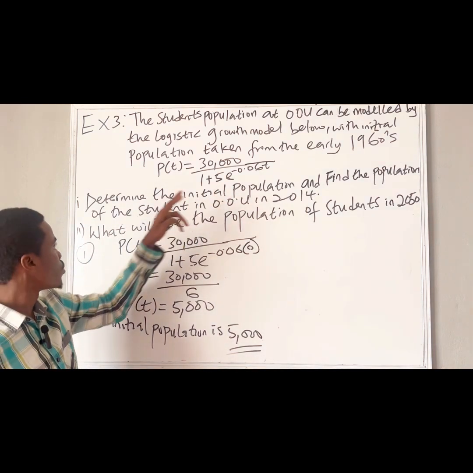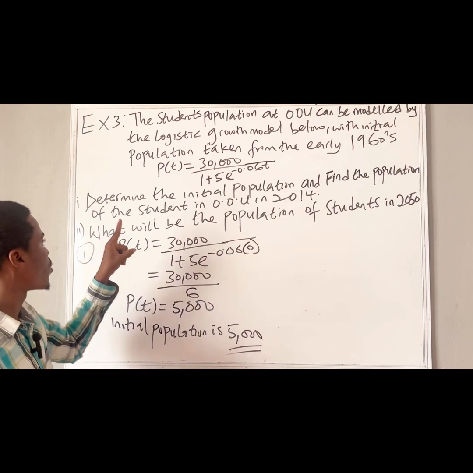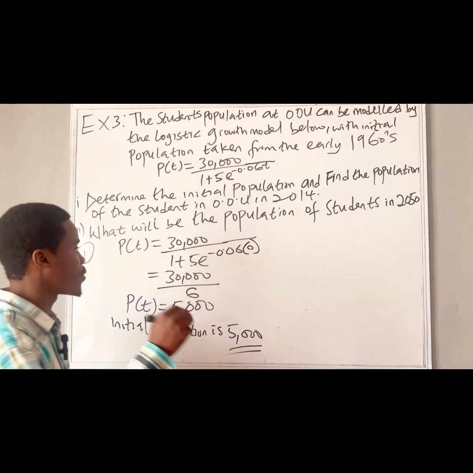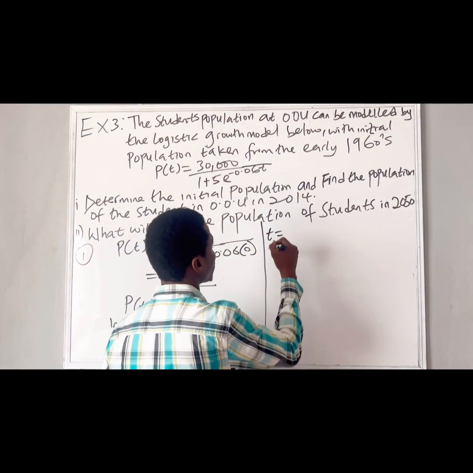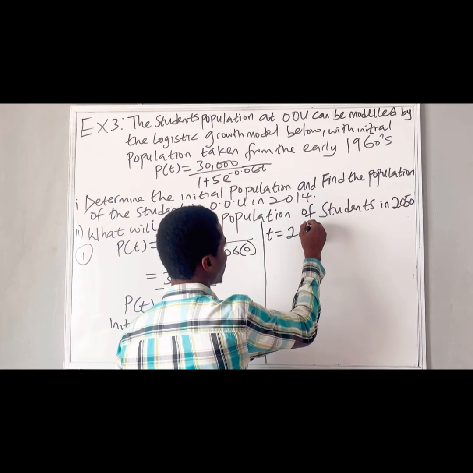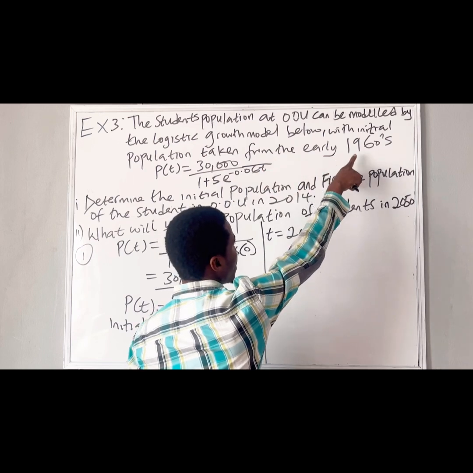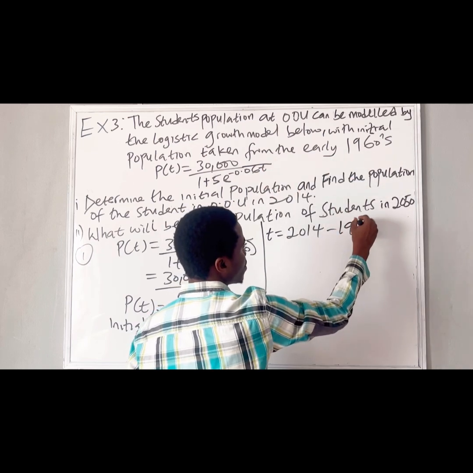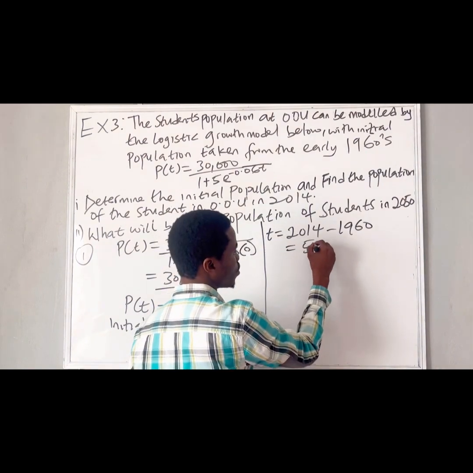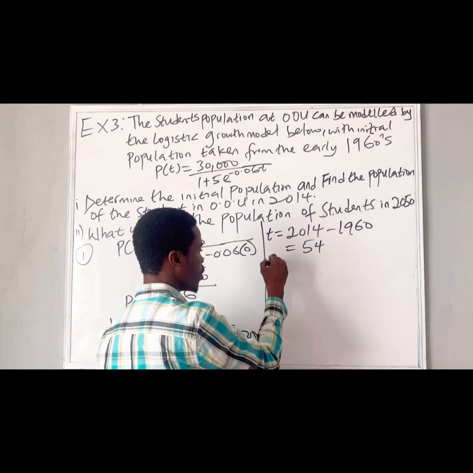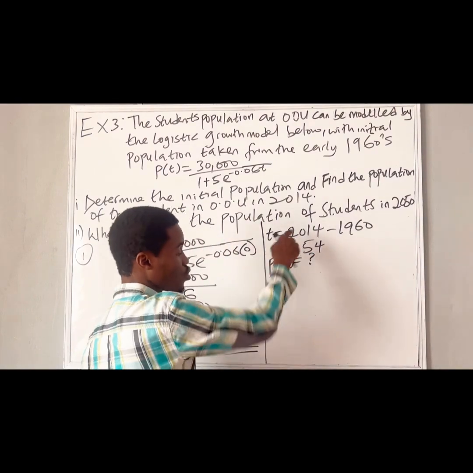So number 1 consists of 2 questions and we have to solve it. Find the population of the students in OOU in 2014. Our t is equal to 2014 minus the initial year, early 1960. 2014 minus 1960, we are going to get 54. So our P of t, we are not given; we have to find the population in 2014.